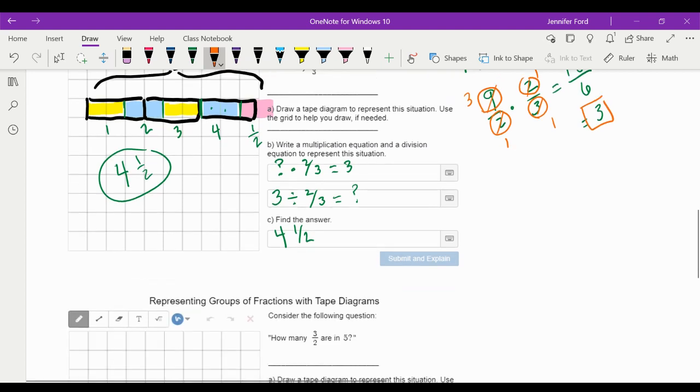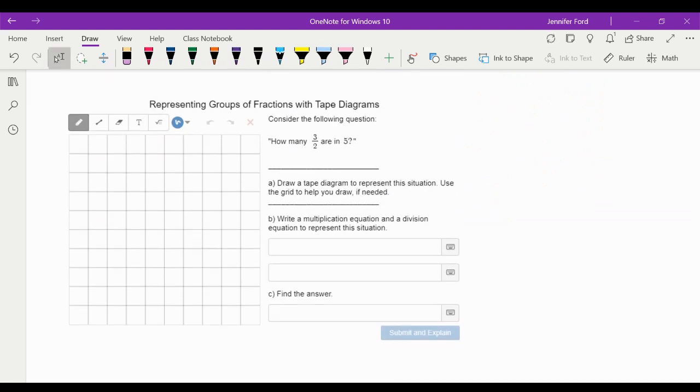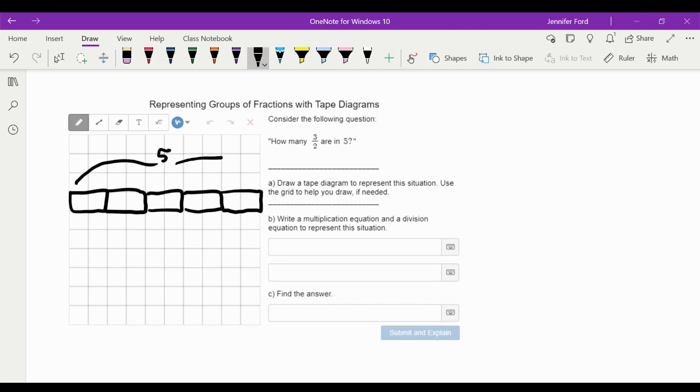All right, and then last one. How many 3/2 are in 5? Okay, so I need 5. I'm going to make my ones 2 squares long because I'm doing halves. So that's 1, 2, 3, 4, 5. So this is my 5. This represents 5. And the question is, how many 3/2? So each group, there's 1, 2, 3/2. That's 1.